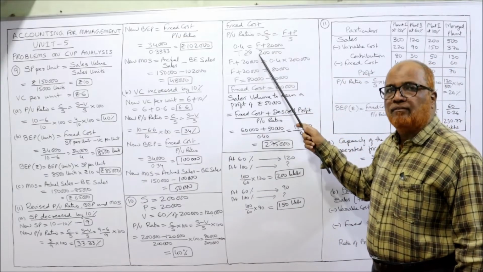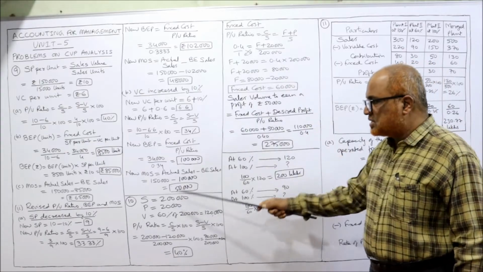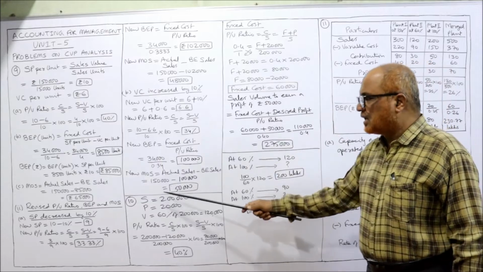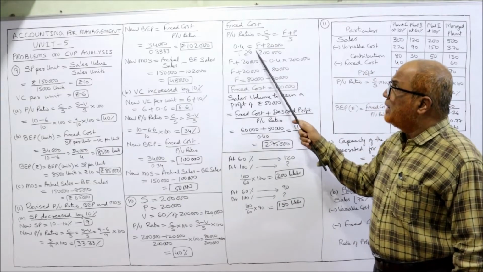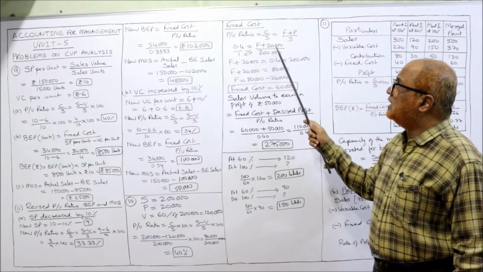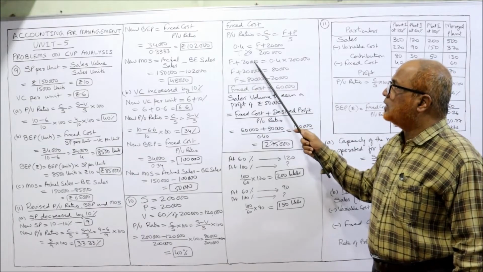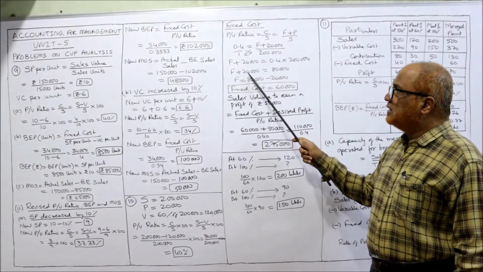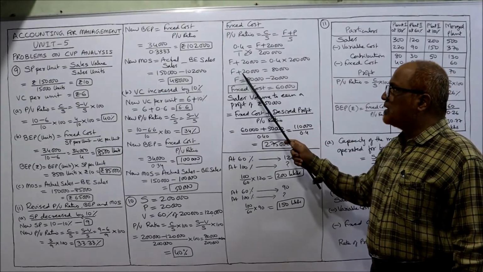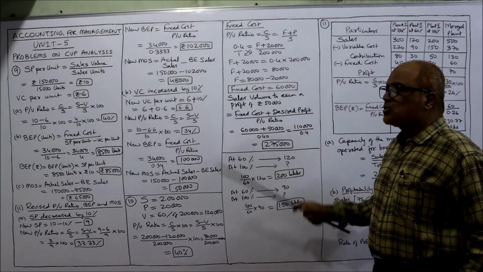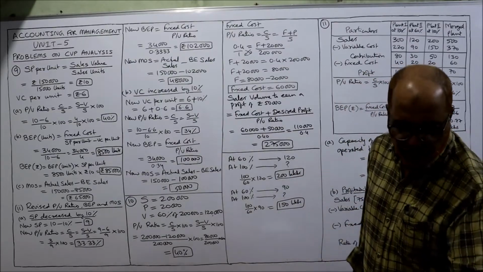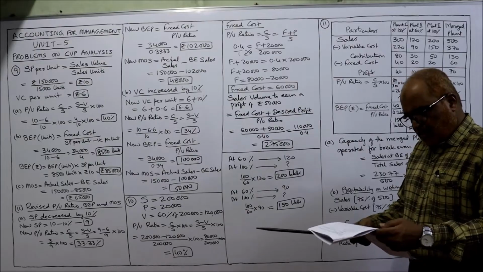So 0.4 is equal to F plus profit. Fixed cost we don't have, but profit is given as 20,000 and sales are given as 2 lakh. Make a cross multiplication: F plus 20,000 into 1 is F plus 20,000, and 0.4 into 2 lakh is 80,000. Bring this 20,000 to the RHS, so plus 20 will become minus 20. So fixed cost we got is 60,000. Second question completed.